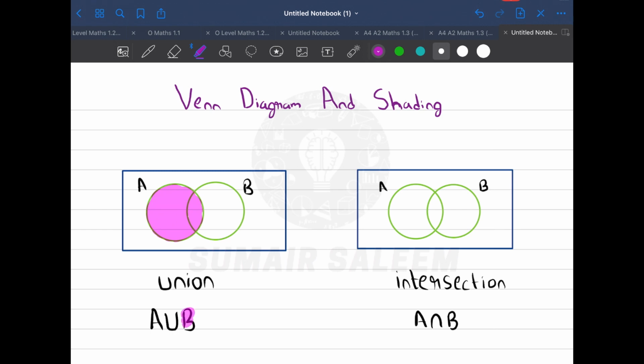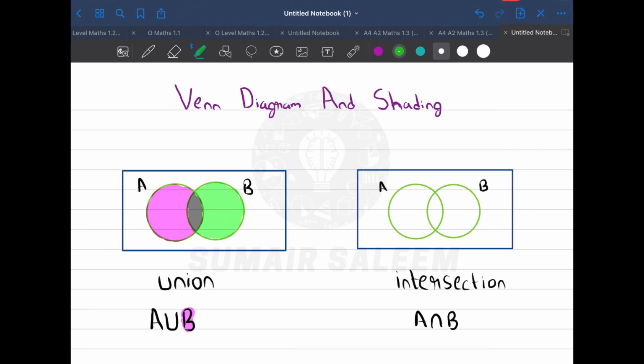After union, what's written, guys? B. Just shade entire B. Ignore that thing that it's covering part of A. Just shade entire B. So everything that has been shaded so far is part of A union B, right?